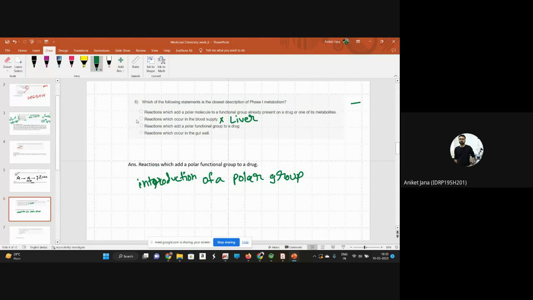So, in the first option, it is saying reactions which add a polar molecule to a functional group already present on a drug or one of its metabolites. So, is this true or false for phase 1 metabolism?